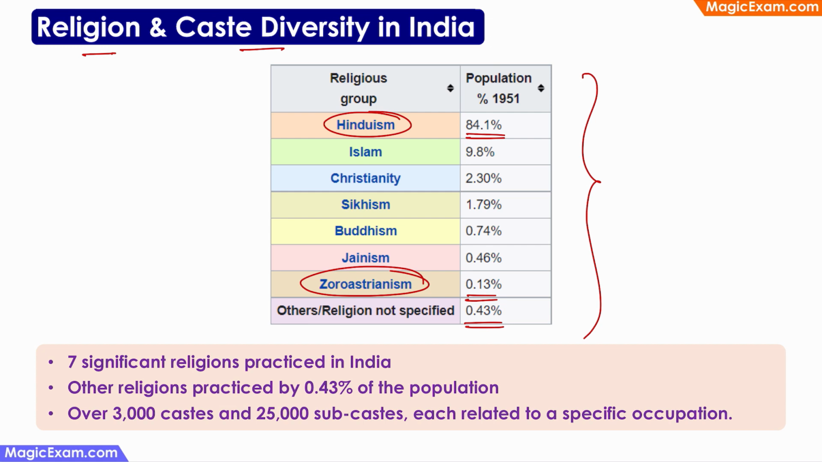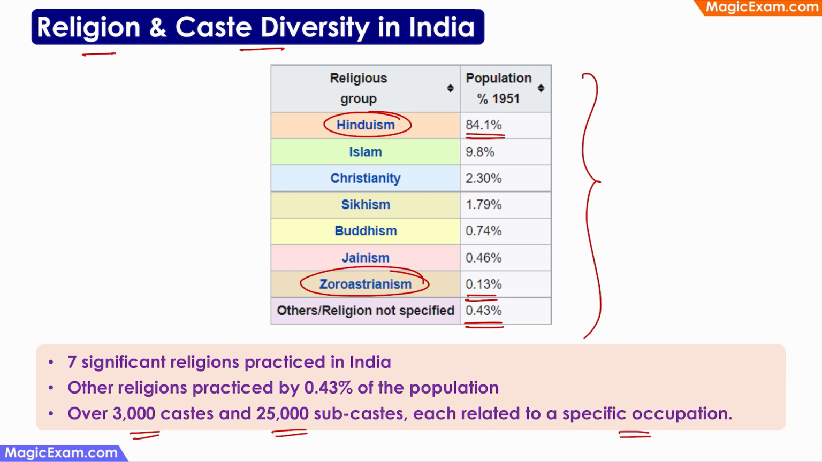For example, there might be different tribes who have their own beliefs, customs, and traditions which can be considered to be religions by themselves. Right? And when we look at castes, there are over 3,000 castes and over 25,000 subcastes in India. And these are typically related to different types of occupation like lohar or kumhar.